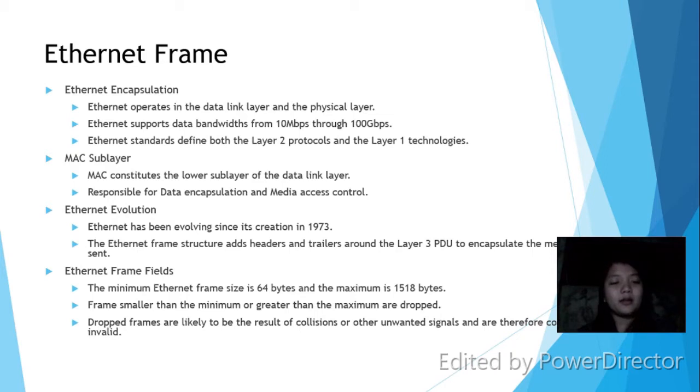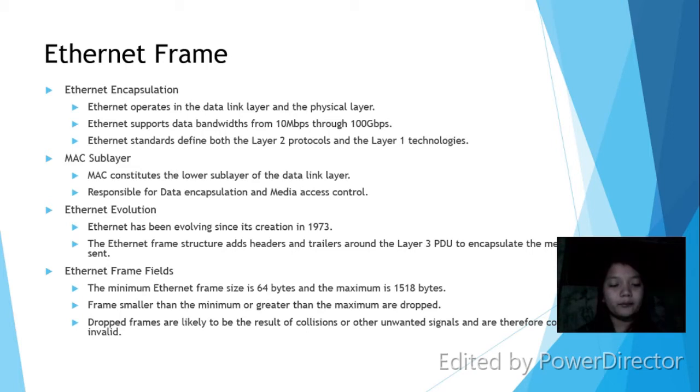Ethernet evolution. Ethernet has been evolving since its creation in 1973. The Ethernet frame structure adds headers and trailers around the layer 3 PDU to encapsulate the message being sent. Ethernet frame fields. The minimum Ethernet frame size is 64 bytes and the maximum is 1518 bytes.